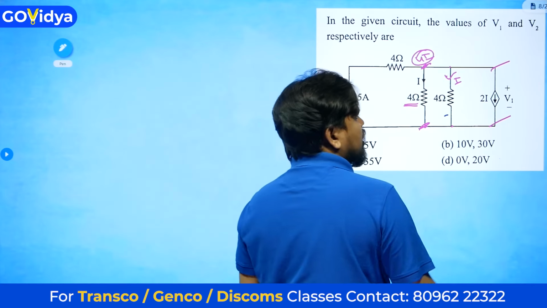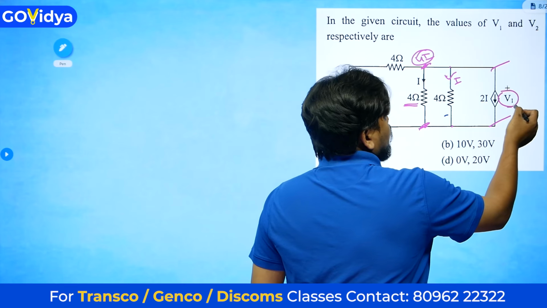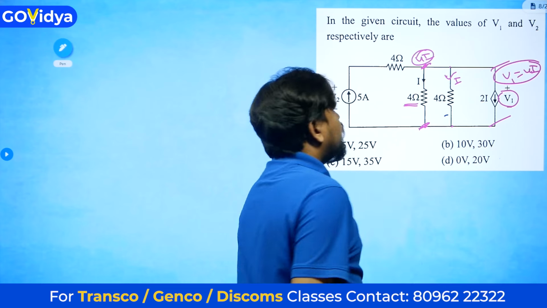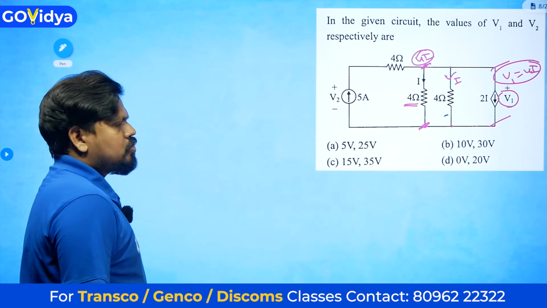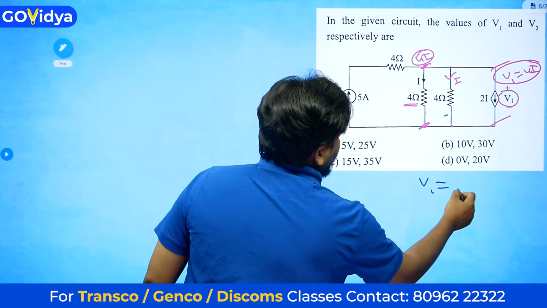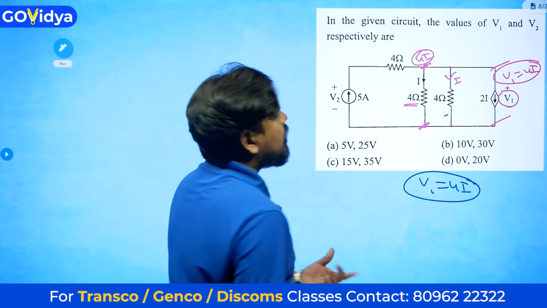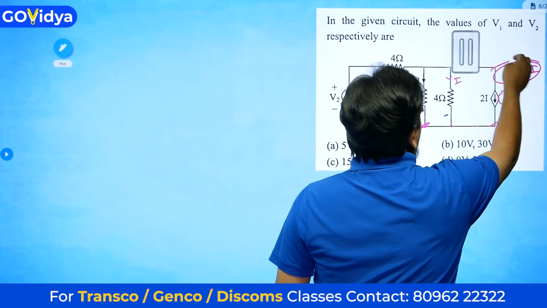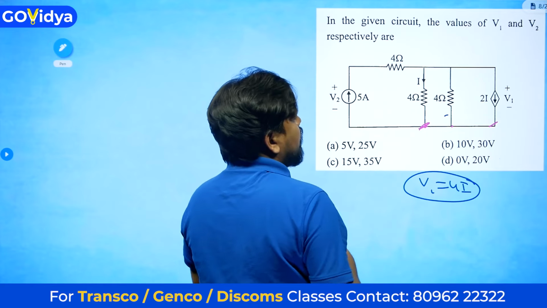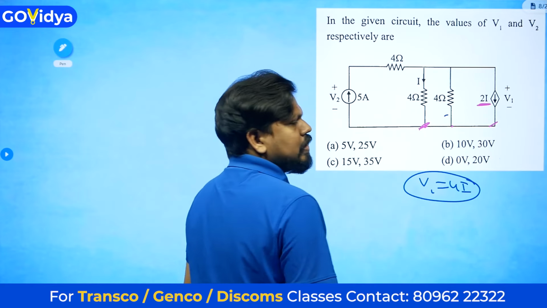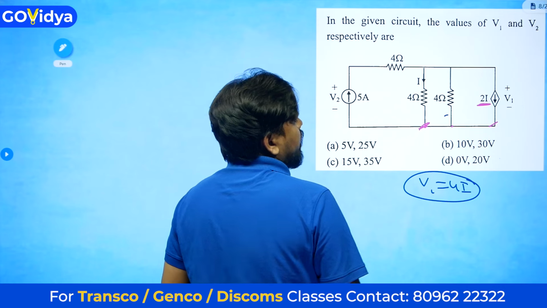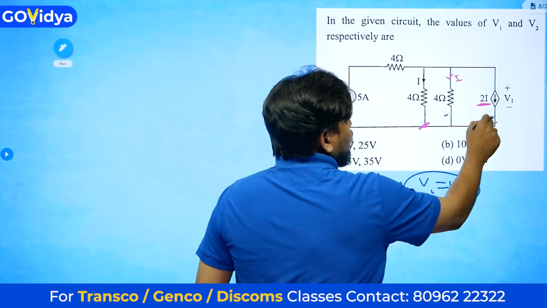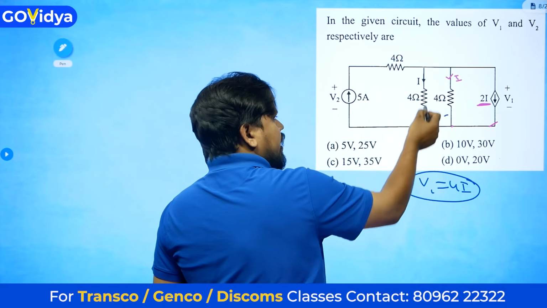So the voltage from here to here is nothing but V1, so directly V1 equals 4I. We can write it down directly, we only need to calculate the I value, that's it. One more thing we can do here: just observe that this value is 2I, and here the current is I, which we already got. So 2I is going like this, I is going like this, I is going like this.